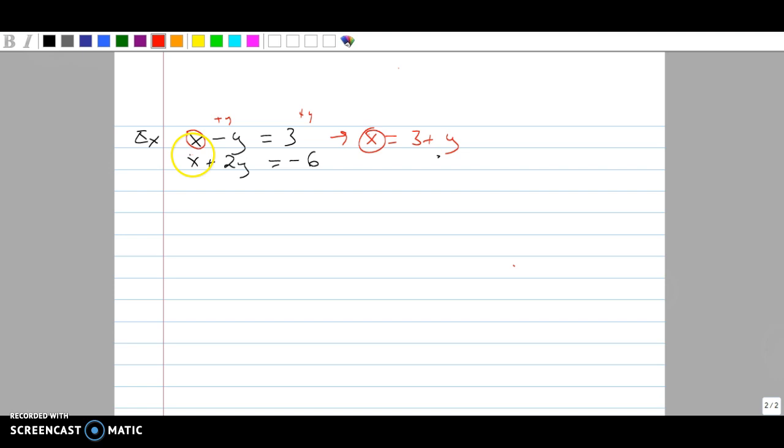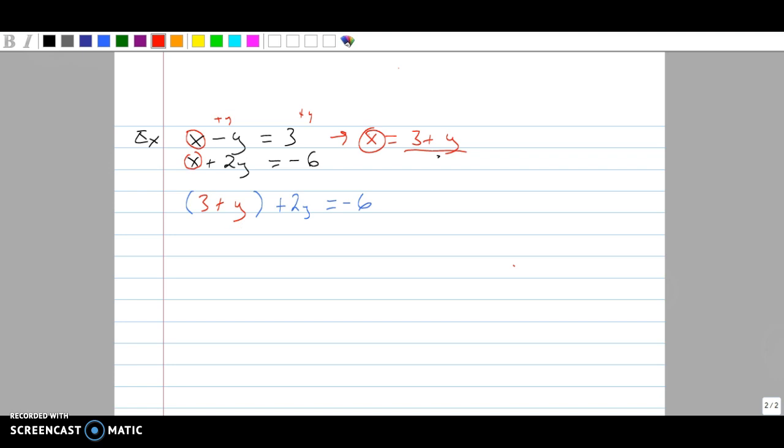All right, so now we have a variable by itself, and we're going to substitute that into the other equation, the bottom equation. So that's going to be something plus 2y is equal to negative 6. See how I'm taking the bottom equation? I'm going to substitute x. What's going in for x? Right here, right? The 3 plus y. 3 plus y is going in for x.